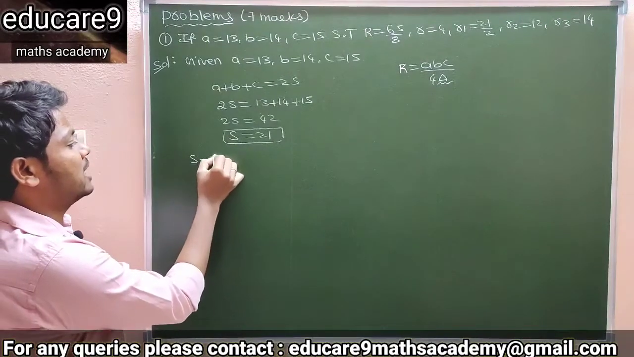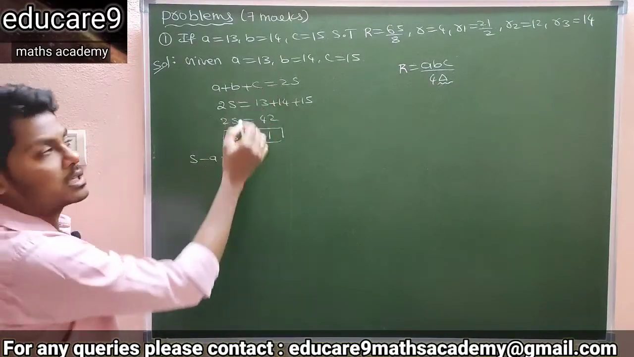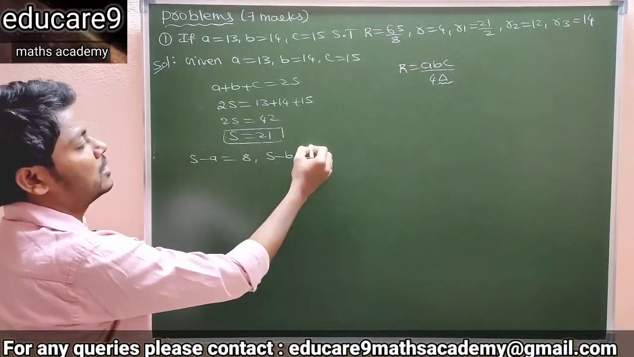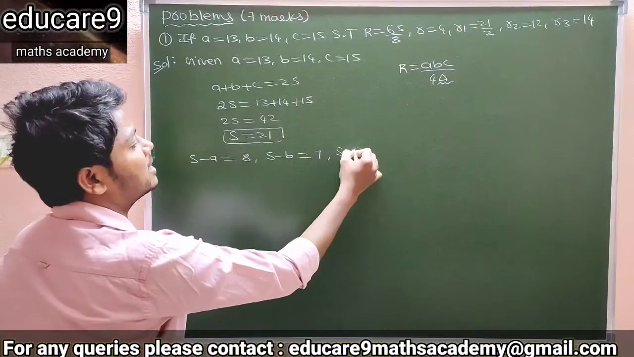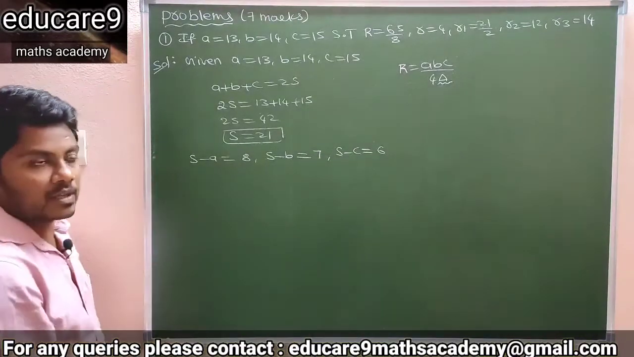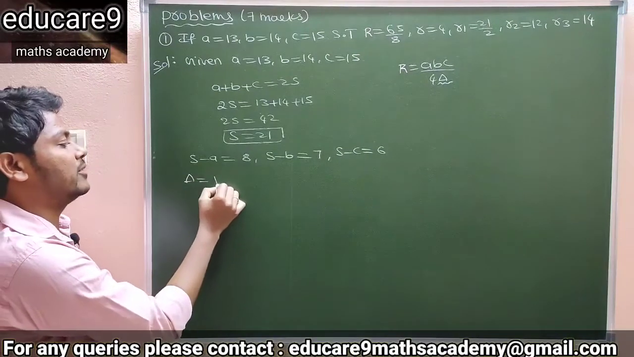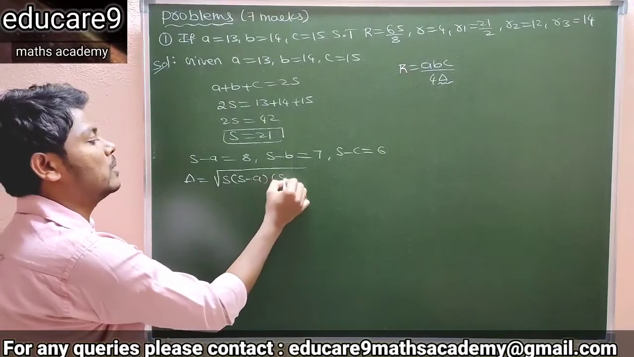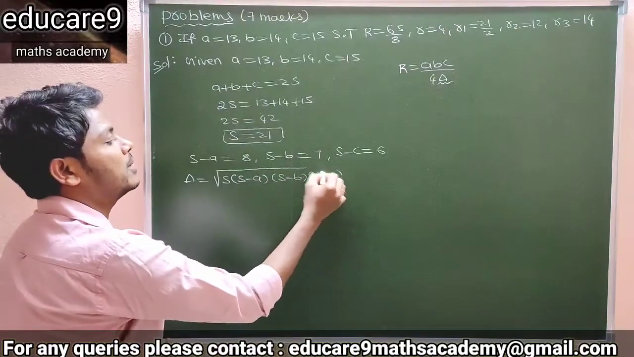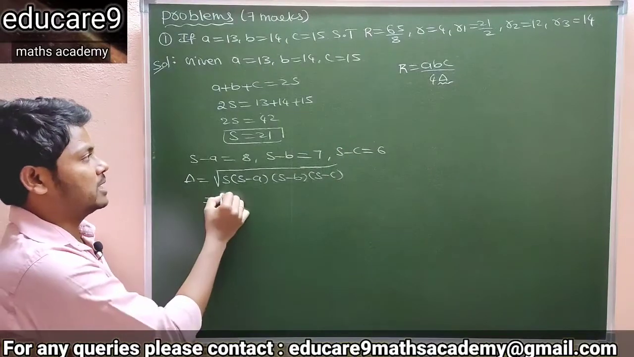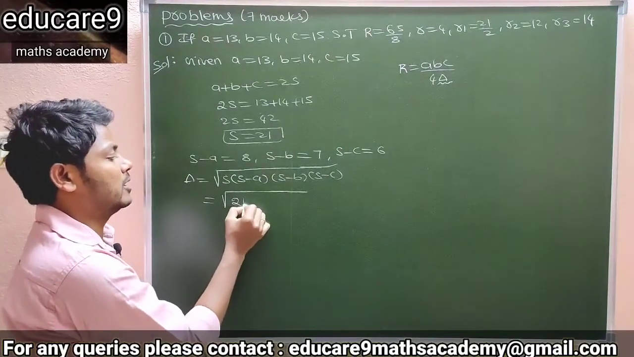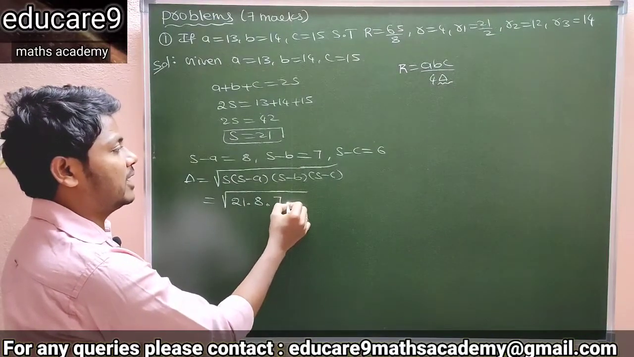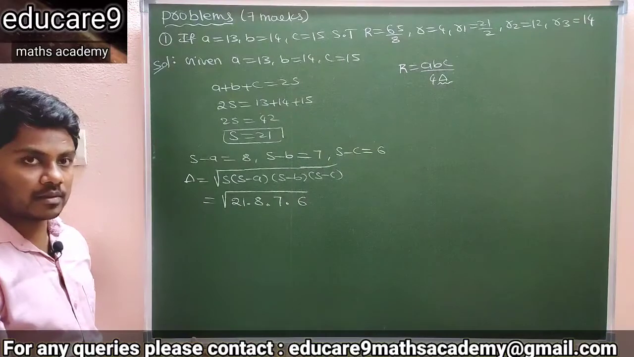What is the s minus a value? 21 minus 13, that is 8. The s minus b value is 7. And the s minus c value is 6. Therefore, you know the delta, that is the area of the triangle formula: square root of s into (s minus a) into (s minus b) into (s minus c). What is the s value? 21. s minus a, 8. s minus b, 7. s minus c, 6.